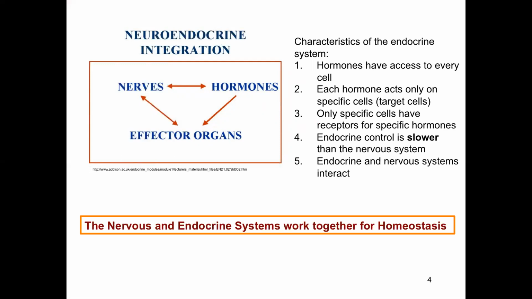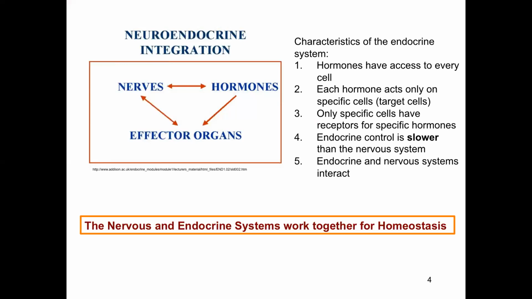Hormones are like neurotransmitters because they bind to a receptor and cause a response, okay? But the difference is that the hormones of the endocrine system, like I said, have access to every cell in the body, whereas neurotransmitters act locally on the neighboring cell. The hormone acts only on specific target cells, whereas a neurotransmitter acts locally on those neurons. So in that way, they're sort of similar.